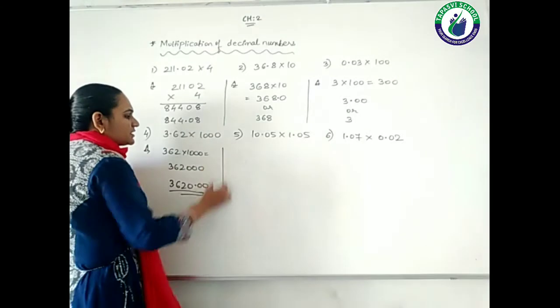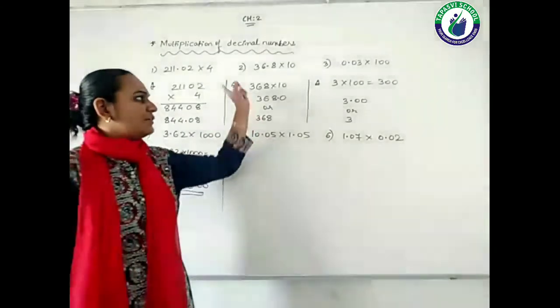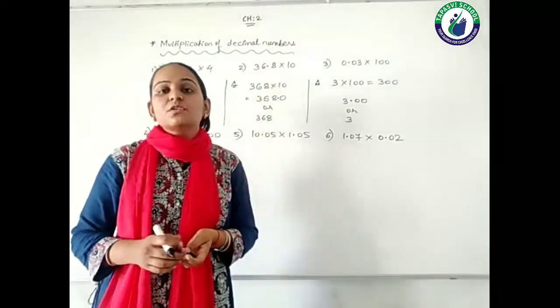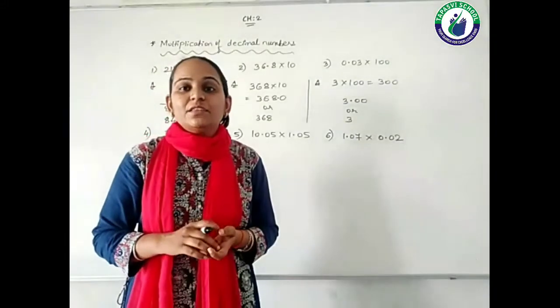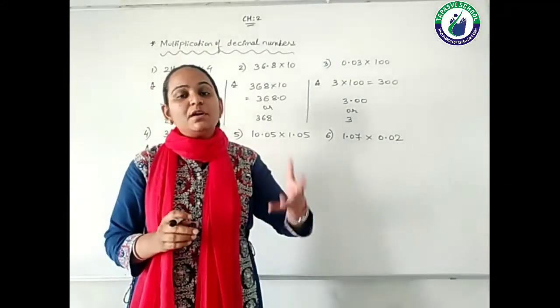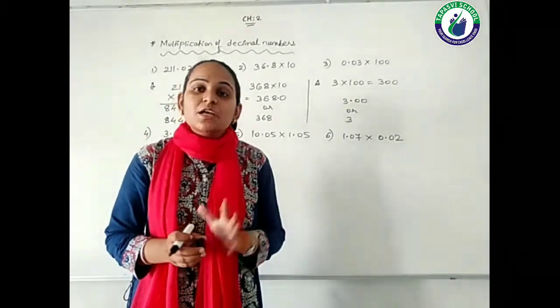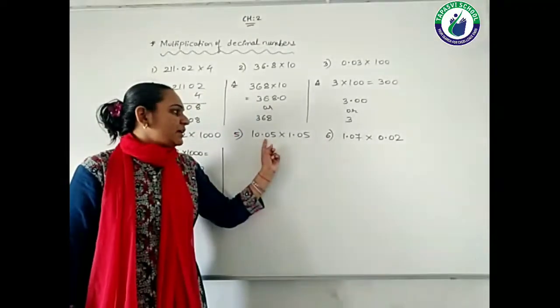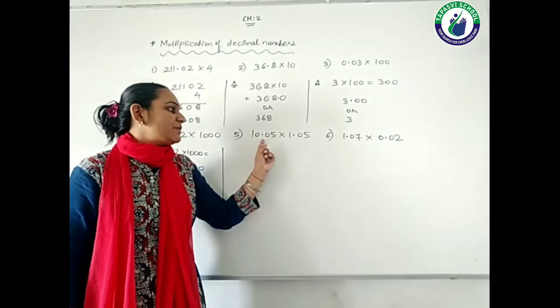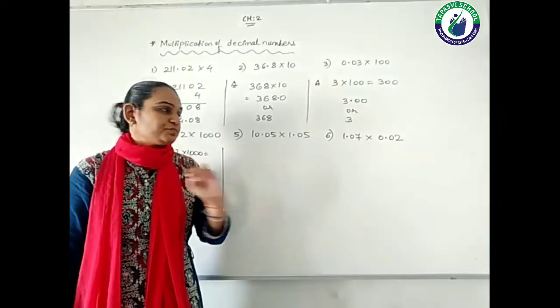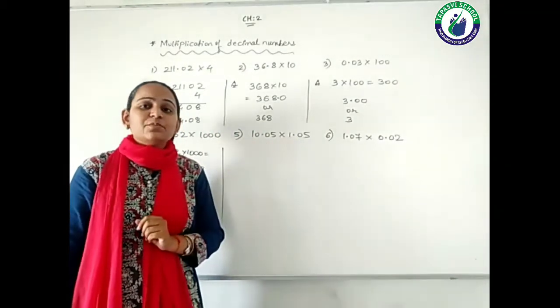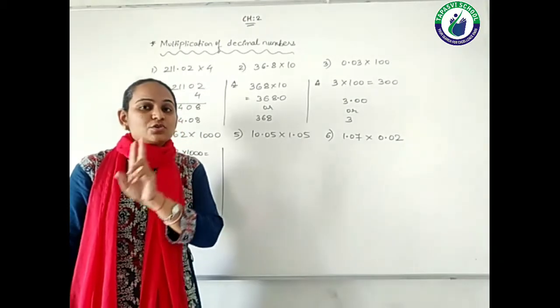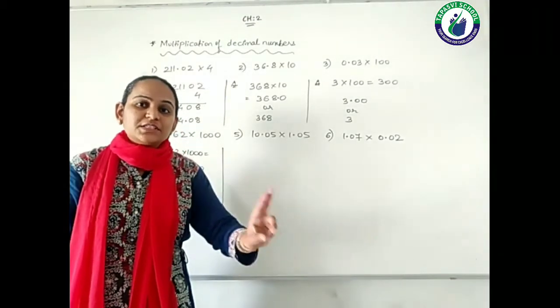Now see this question. This question is a little bit different from the previous questions because here both the numbers have the decimal point. When both numbers have a decimal point, students, what should you do for such questions? See here, in this question after the decimal point how many digits are there? 2. In this question after decimal point how many digits are there? 2. So 2 of the first one and 2 of the second number.